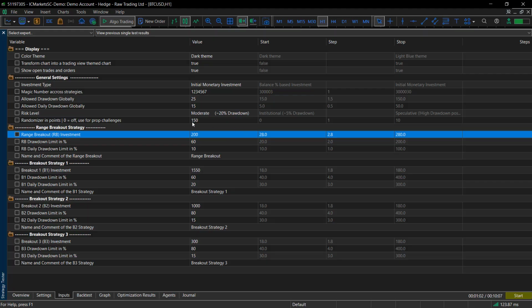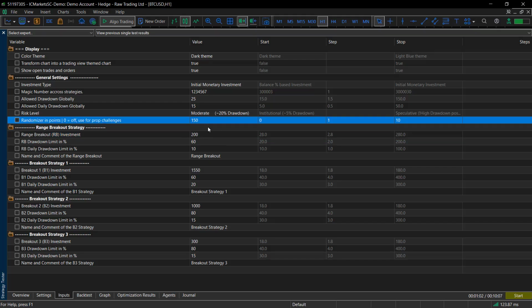This is mainly useful for prop firm challenges. When enabled, the EA slightly shifts all important levels within a given range. This includes the entry levels, stop loss, take profit, trailing stops, and even the pending orders. So instead of using exact fixed levels, the strategy operates within a small randomized range around them.